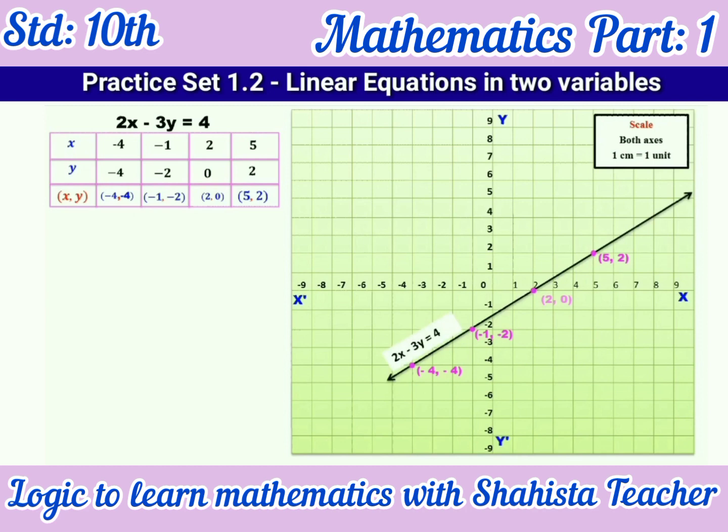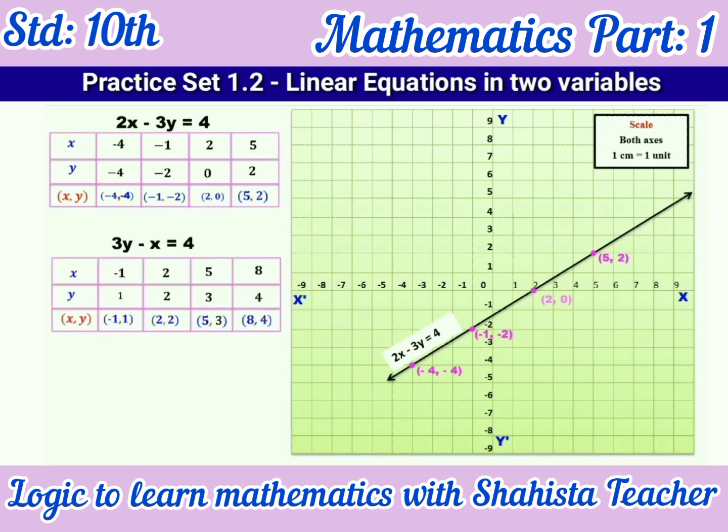Okay, after this the second table. Now similarly we will draw the second line with the help of the second table: 3y minus x is equal to 4. Now minus 1 comma 1. Here you can see the blue dot, minus 1 and 1. Okay, and here 2 comma 2. Both are positive numbers. And here 5 comma 3, the third blue dot. Again positive numbers, 5 comma 3. And lastly, x is 8 and y is 4.